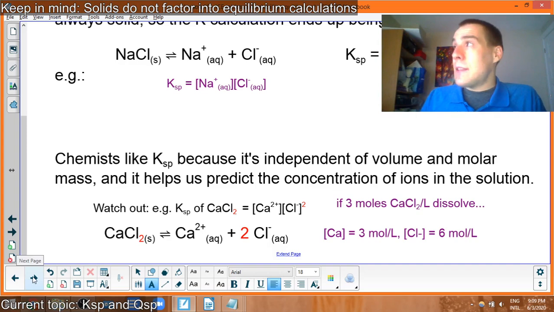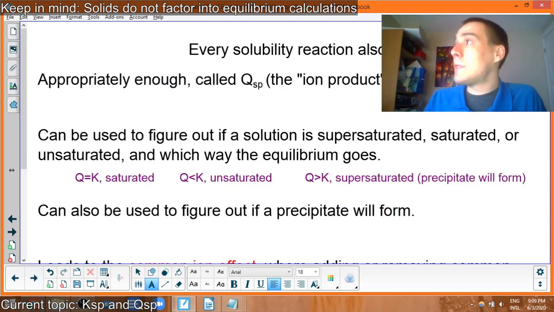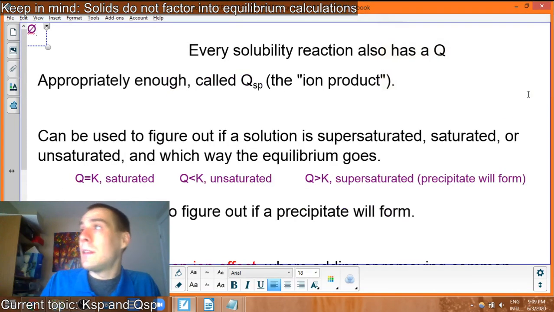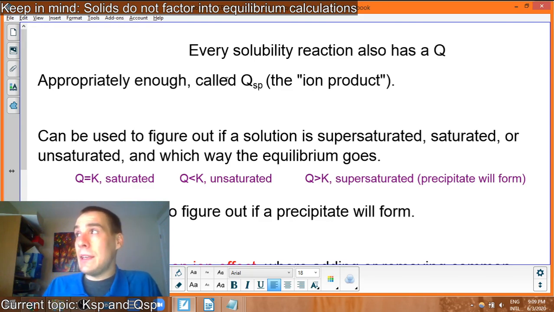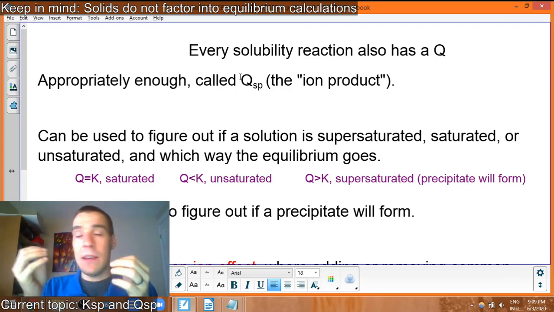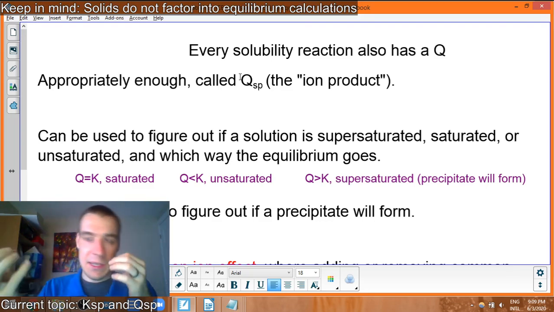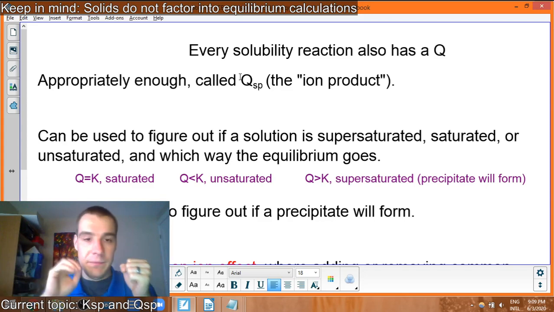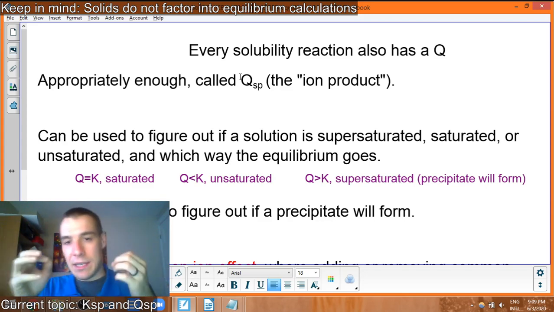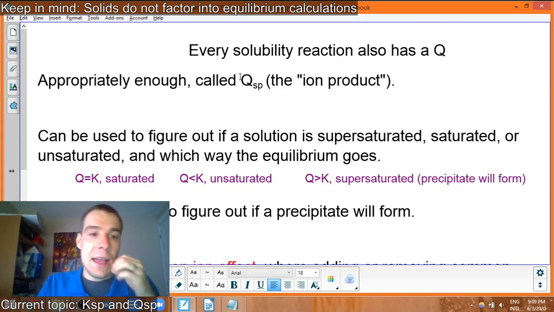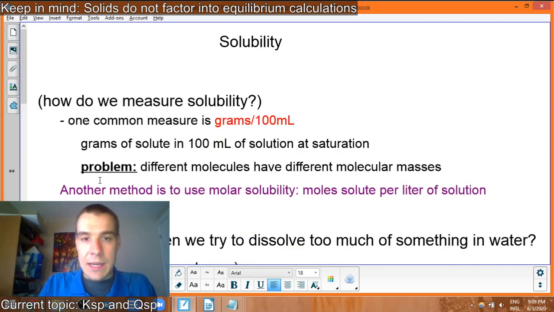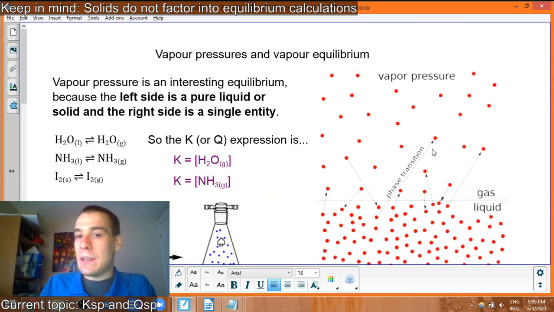So that's KSP. There's also a QSP. It's called the ion product. And it helps us, just like Q and K help us in reactions. QSP and KSP help us figure out if a solution is saturated, unsaturated, or supersaturated. Remember that at equilibrium, the rate of solid and aqueous is the same.